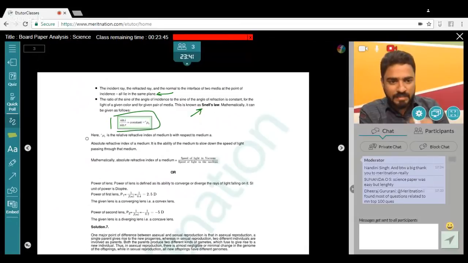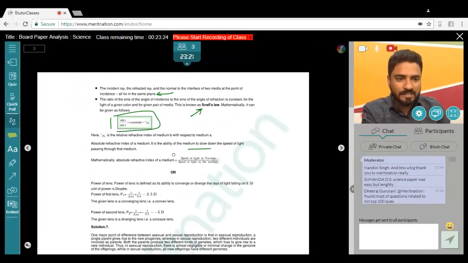Then the second part was finding what exactly the absolute refractive index is. Yes, absolute refractive index is the ability of a medium to slow down the speed of light passing through it. We all know that the speed of light is highest in vacuum, and it is lesser in all the other media. So what is the mathematical relationship for the absolute refractive index of a medium? It is the speed of light in vacuum divided by the speed of light in the medium, which is always greater than 1.